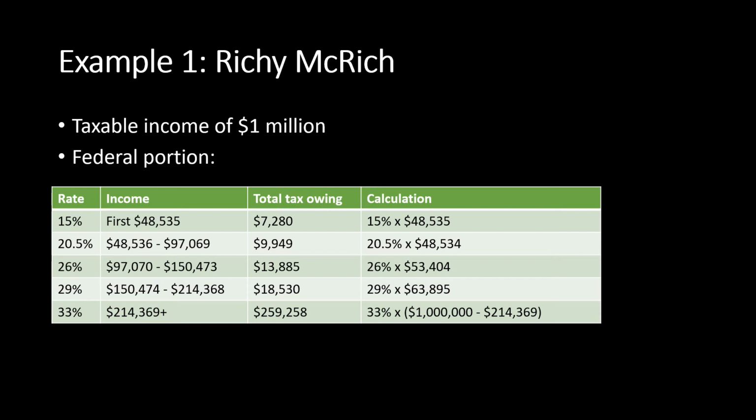When we add the total tax owing column, we get a total of $308,903. This is the total amount that Richie McRich would owe to the CRA, assuming no amounts have been deducted from his paychecks or paid in installments during the year.